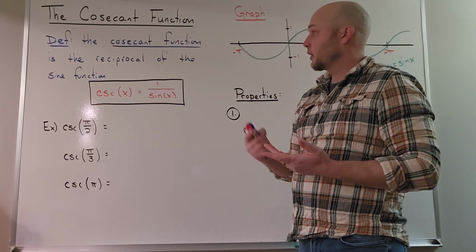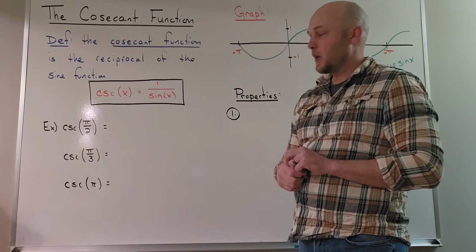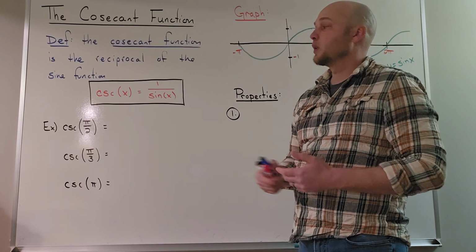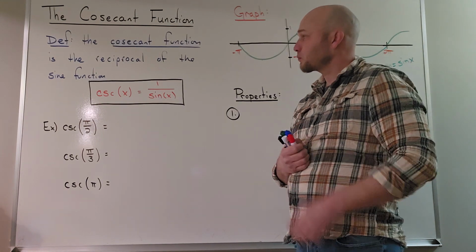In particular, we're going to look at the definition, some function values. We're going to look at how to build its graph. We're going to look at some properties of the function based on the graph, and then we'll look at some other examples where we do some transformations of it.